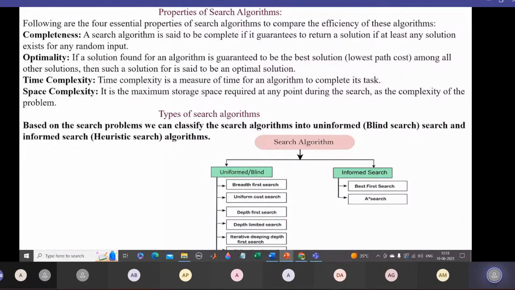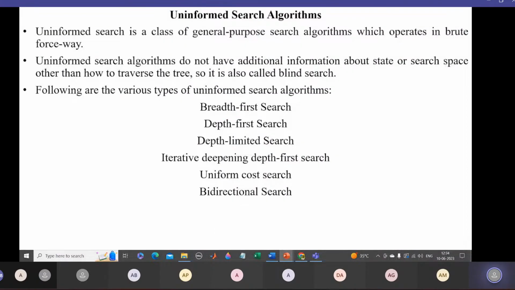So these are the different types of searches. Based on the search problems, it is uninformed, that is blind search, and the other one is informed search, that is heuristic search. First we look into uninformed. It is a general purpose search algorithm that operates in a brute force way. Uninformed search algorithms do not have additional information. They don't have any information about the state or the space or how to traverse, so they have to do it blindly.